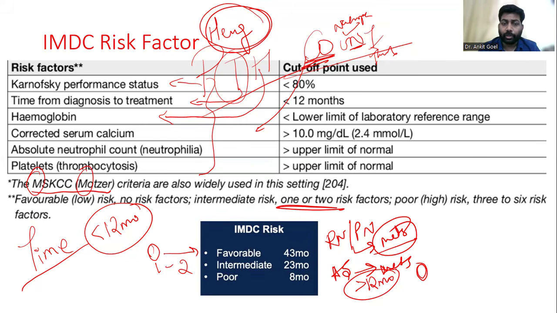The other two criteria are commonly found, so we should know how to put them into the risk. Why? Because the survival is different. When you counsel the patient for a favorable risk, the survival is around 3 to 4 years, okay? But when it comes to the poor risk, it is less than a year. So we should know the survival.